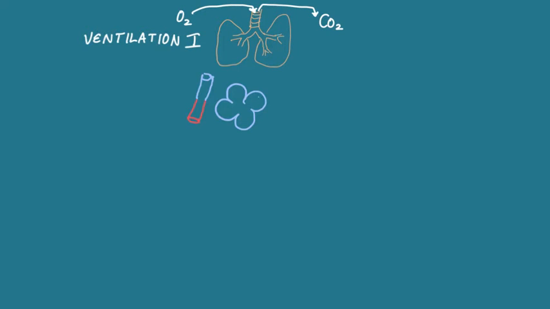The next stage is called external respiration, and this involves the exchange of gases between the alveolus and the pulmonary capillary. Here, the oxygen that has arrived at the alveolus diffuses across and enters the pulmonary capillary. The carbon dioxide that has been brought from the body cells leaves the pulmonary capillary and diffuses into the alveolus so that it can be breathed out.